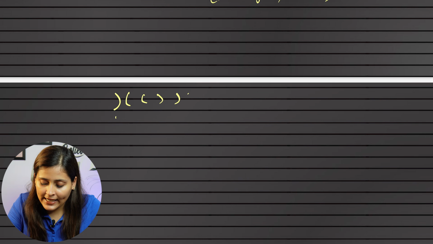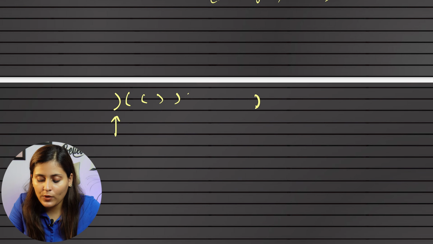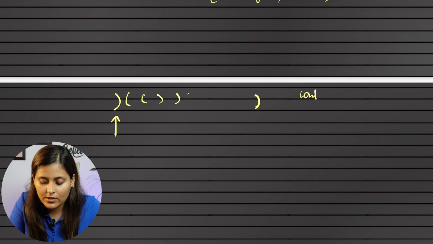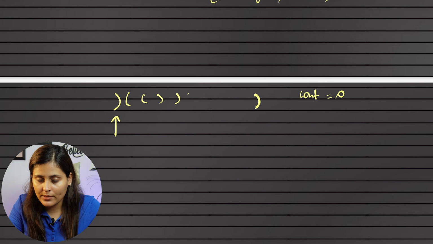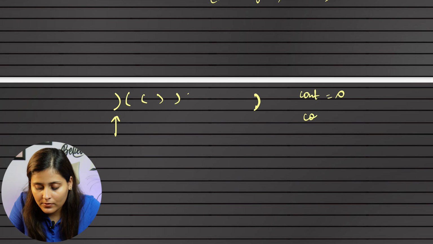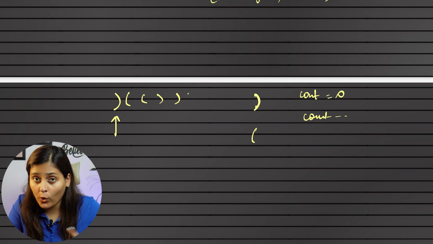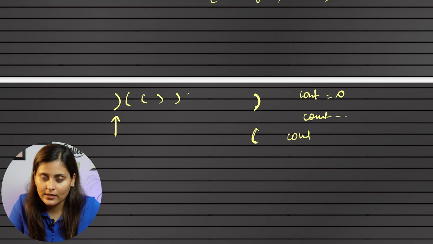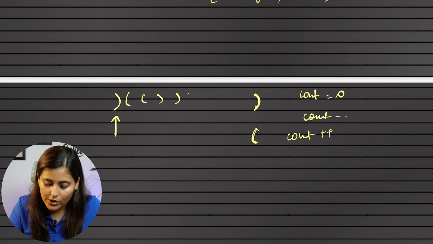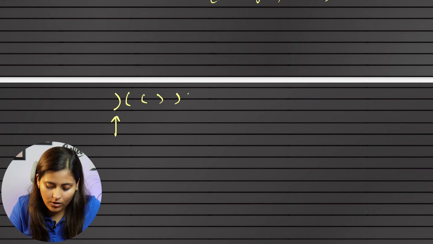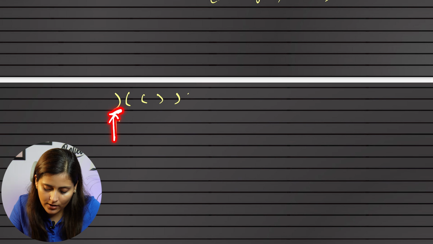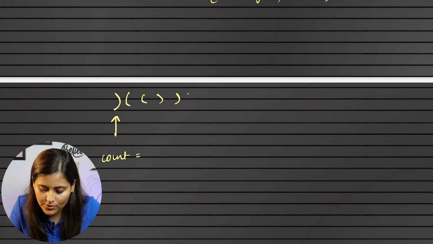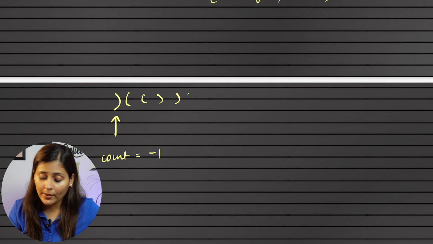If you get any such closing bracket, you will have a count variable. Let's say count is equal to 0. If you get a closing bracket, you will decrease the count, and if you have an open bracket, then definitely you will increase the count. Very simple. So at first we have a closing bracket, so we start with count 0 and reduce it, so it will become -1.